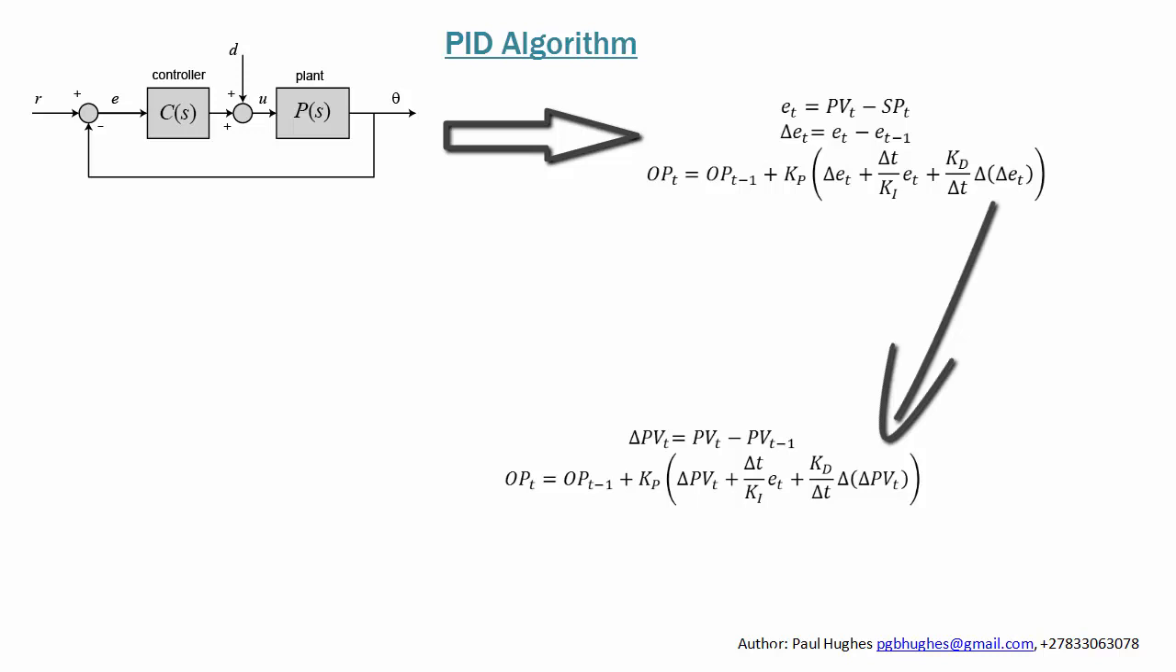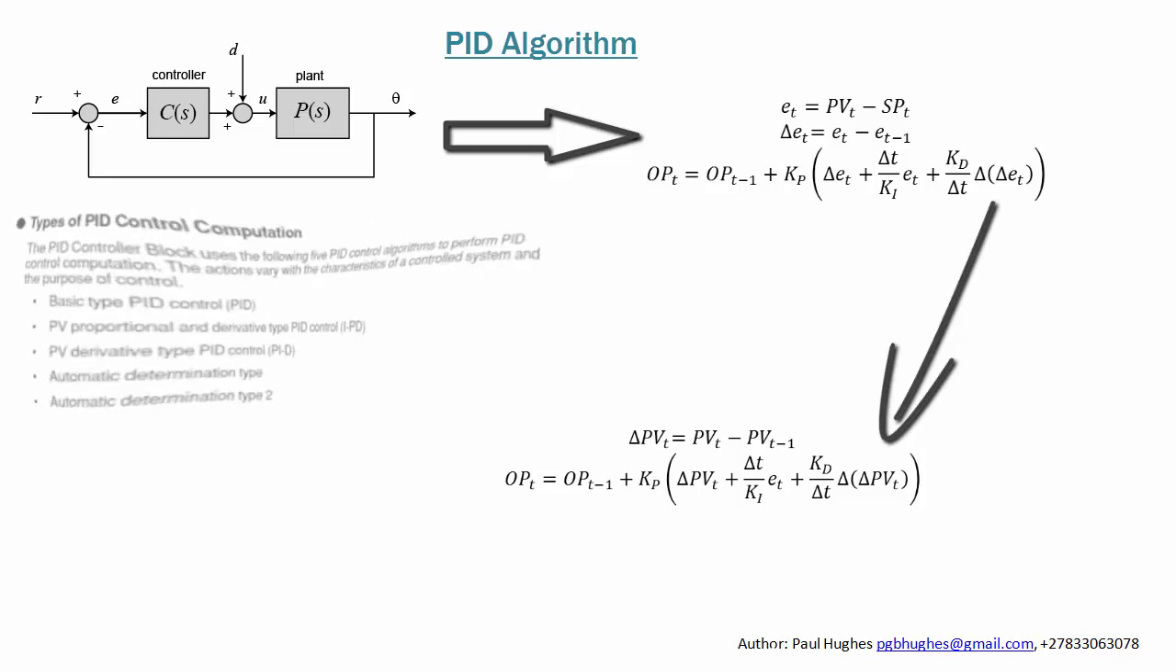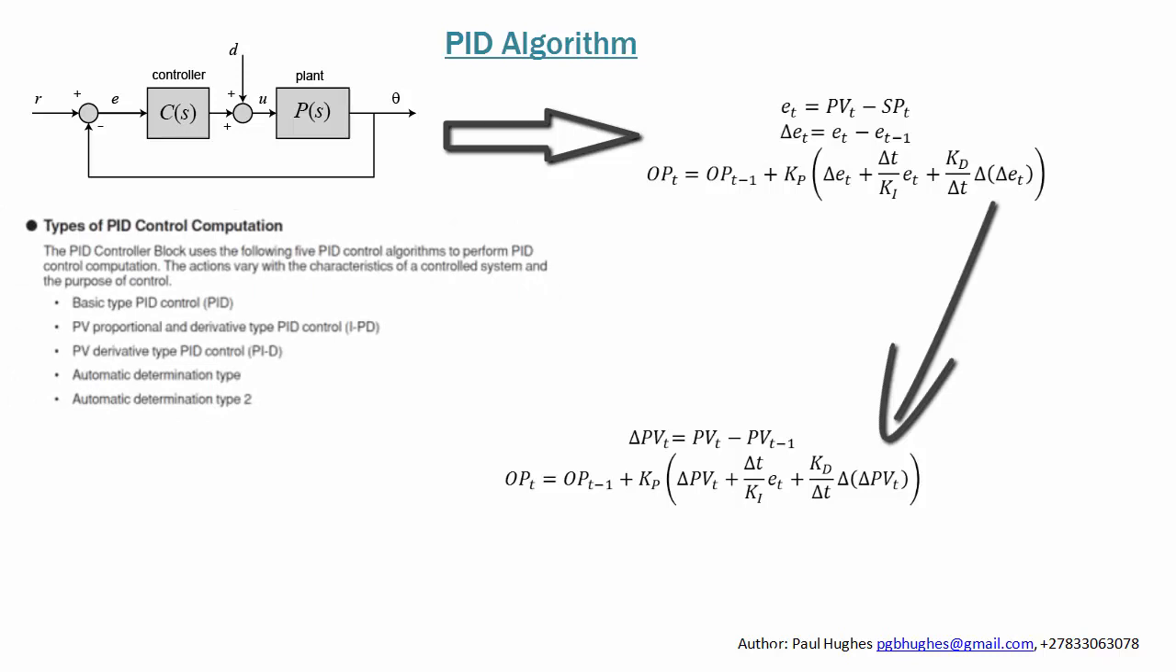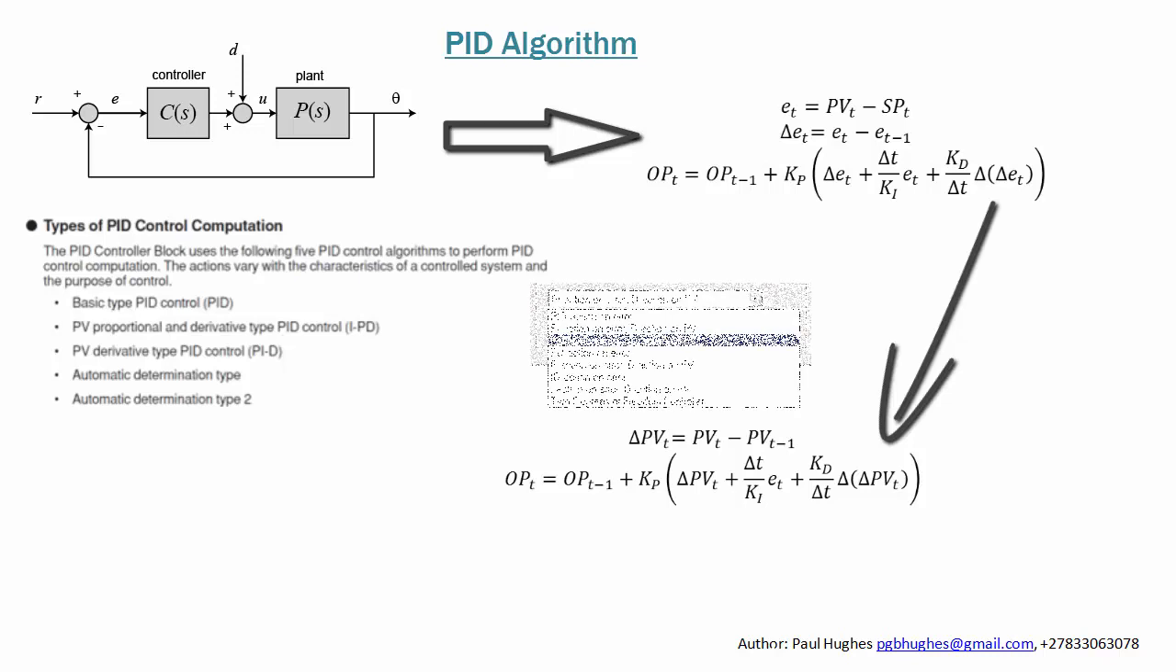So the first one at the top right is the PID because error is used in all three terms. The bottom one is I-PD. In other words, error is in the integral term, and the delta PV is used in the proportional and derivative terms. And this is quite a common variation of how it's implemented in many DCS systems. You get different variations: I-PD, PI-D. This is an example of a Yokogawa extract from its manual. It talks through how it does them. You also have them in the Emerson system. In the DeltaV, you have various options.